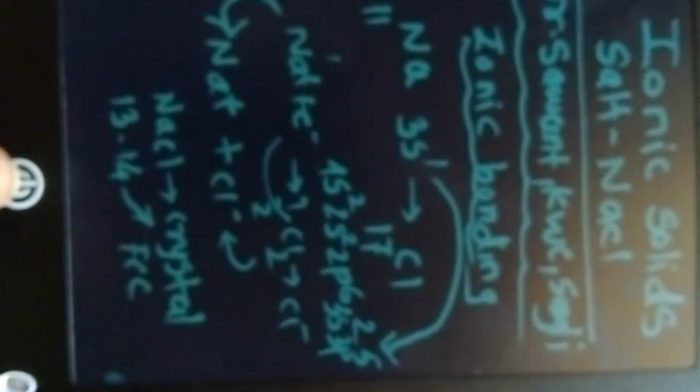So how many sodium ions are there? 13 sodium ions and 14 chloride ions combine to form the sodium chloride crystal. That crystal has an FCC type cubic structure, face centered cubic structure. So how are the structures represented for ionic solids? We will study with the example of sodium chloride.